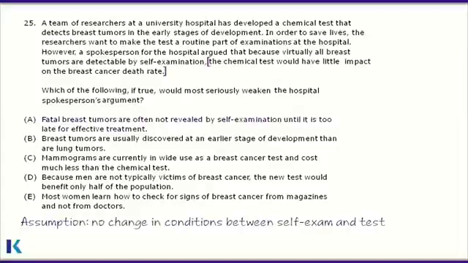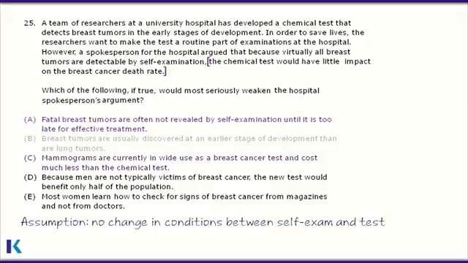We'll start with A. Fatal breast tumors are not often revealed by self-examination until it is too late for effective treatment. Well, that certainly implies a difference. Let's hold on to that. B says breast tumors are usually discovered at an earlier stage of development than are lung tumors. Well, lung tumors are irrelevant to this question.